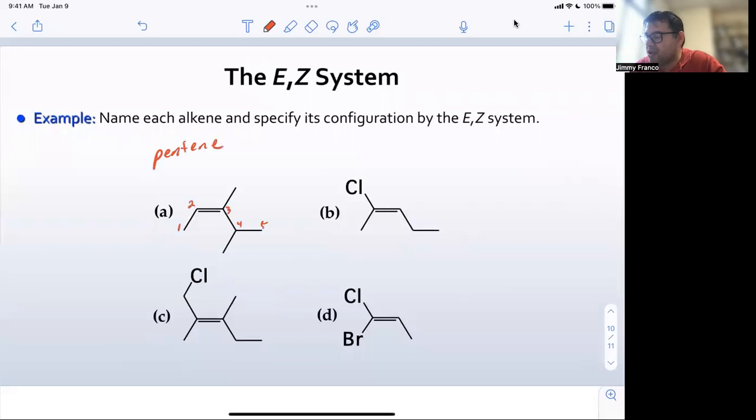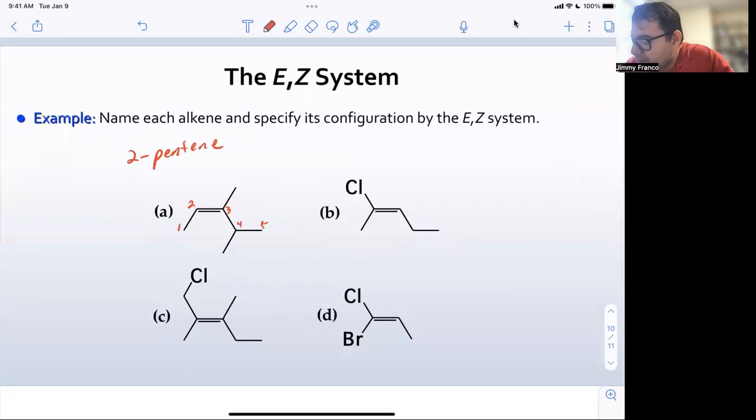And then we have to say where the double bond is. So it's on carbon 2 and 3. So we pick the lower of the two numbers, so it's 2-pentene. And then any of the groups we haven't named yet. So there's a carbon up on carbon 3 and a carbon on carbon 4.